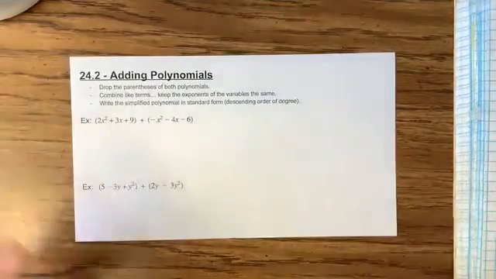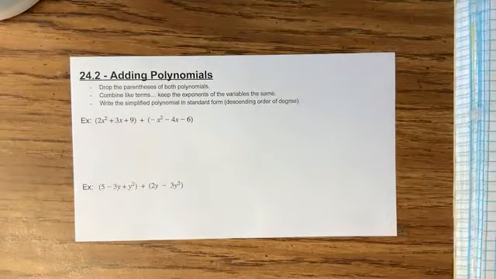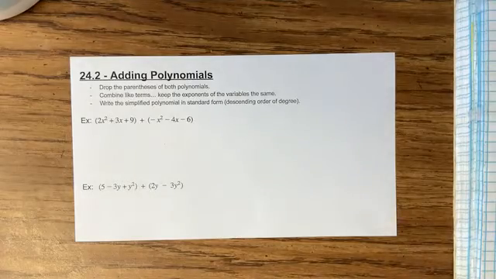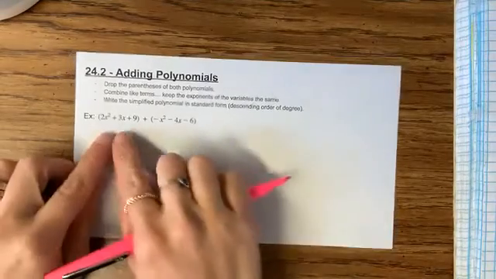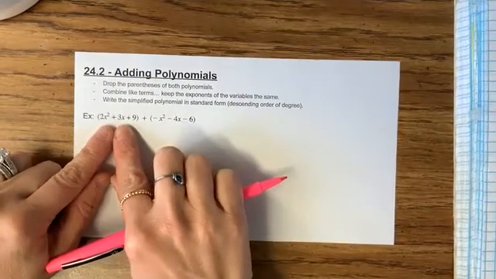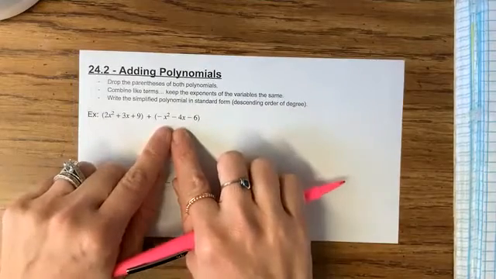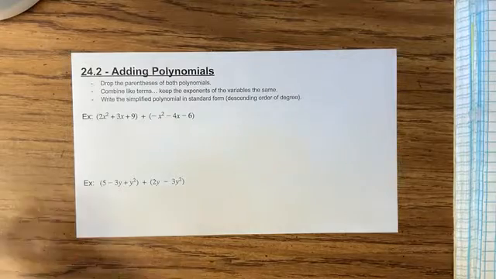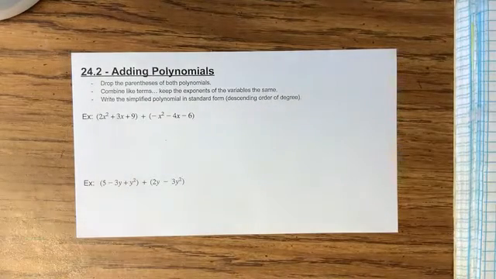Okay, we're gonna start with adding polynomials. Very, very easy. Okay, so let's kind of knock this out quickly. How many terms do you see in this first example? 3. How many terms do you see here? 3. So I'm adding 2 trinomials together.